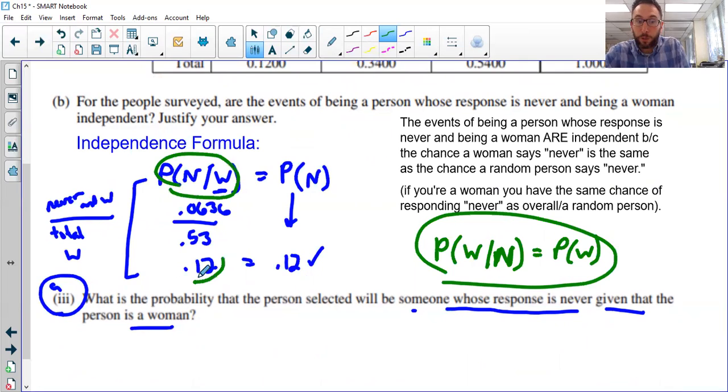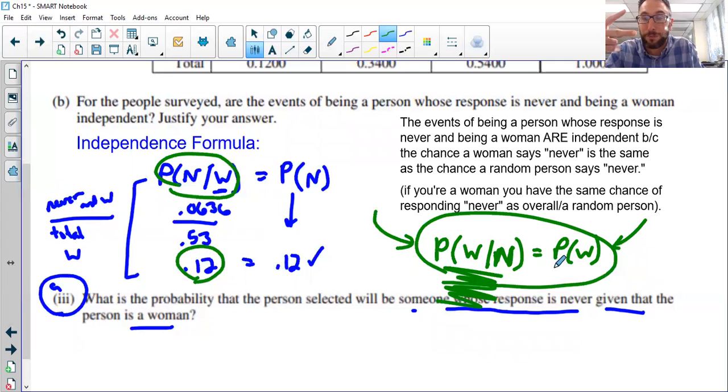The only reason I didn't take this approach is that previously in A3, I had already found this probability of 0.12. So why do extra work and do something different on a timed exam when I can already use an answer that I had found previously? But if you don't trust me, try this out. Do woman and woman given never. It should equal the probability of woman, right? Because we've already shown these are independent in two different ways. So the third way should show us the same thing.